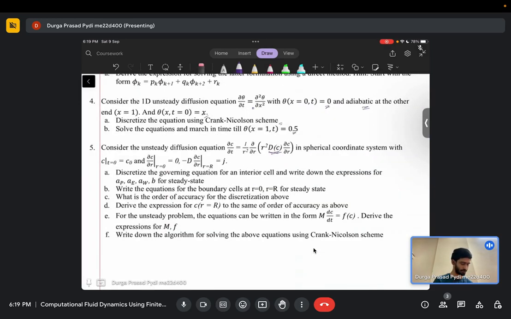The first part is essentially to discretize the equation and then get the expressions for east, west, AP and B, assuming it is a steady state. We need to write the boundary equations, and then we need to state what is the accuracy of the discretization we have done. Once you define this, the D part asks you to calculate the value of C at the outer boundary. The next part goes to an unsteady case, and then finally we will solve using Crank-Nicolson. The algorithm is clear right now, so it should be straightforward for the last part. So if we can come up to this, it will be good.